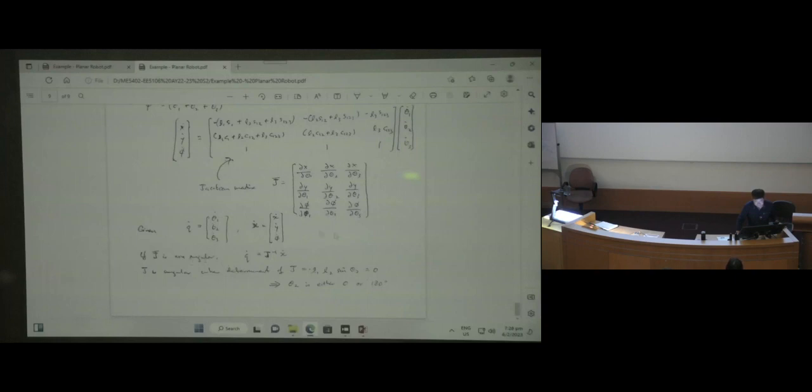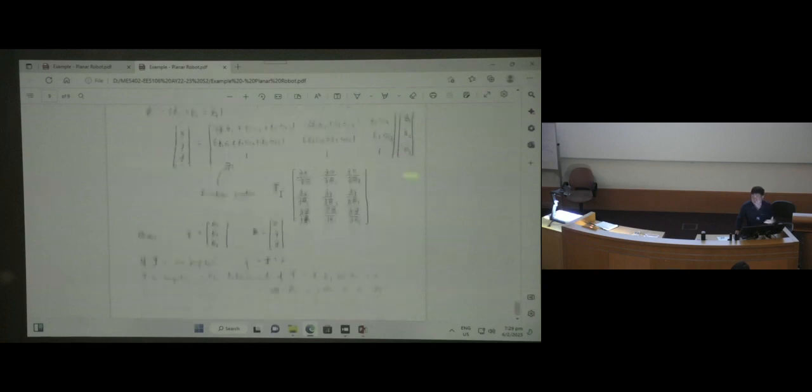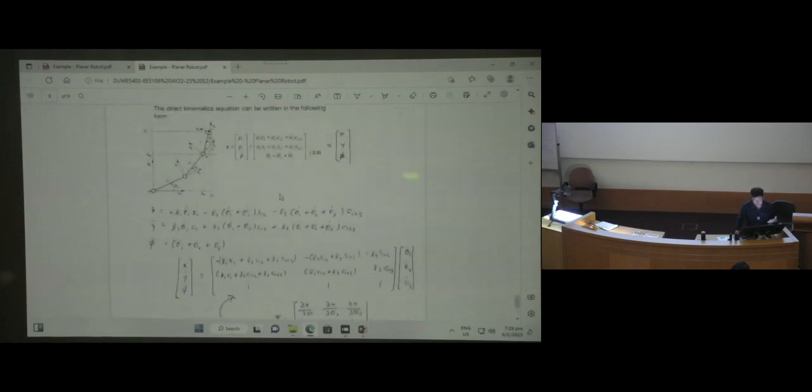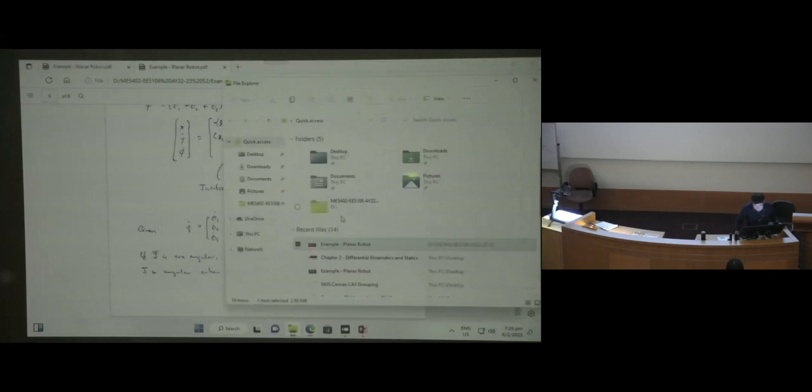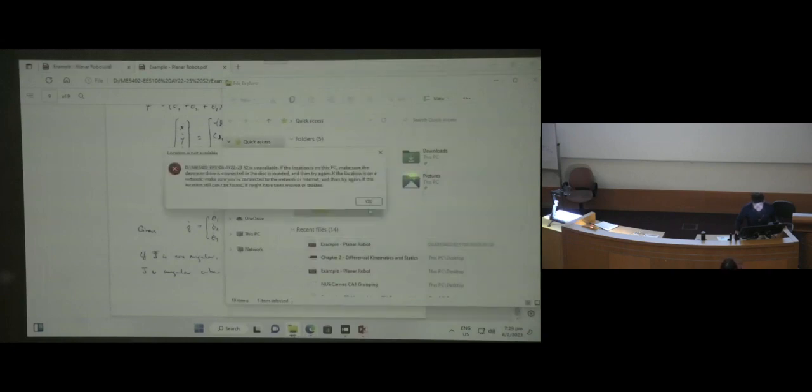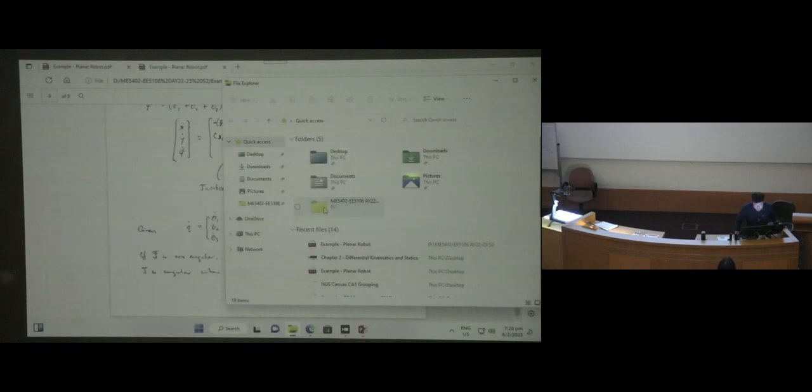So if the Jacobian matrix is not singular, you can establish a reverse relationship where your q dot is equal to J inverse x dot. So you can actually do the derivation. You can determine the Jacobian for a three-link planar robot. So what about a non-planar robot?